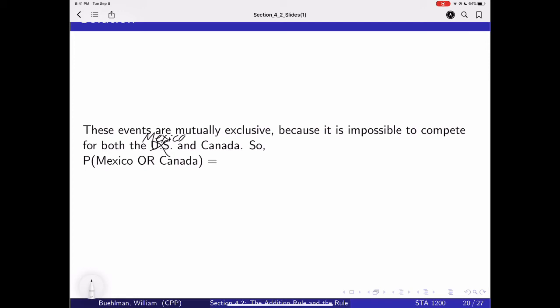So we're going to use the general addition rule first that says the probability of Mexico or Canada is equal to the probability that they represent Mexico plus the probability that they represent Canada minus the probability that they represent Mexico and Canada.